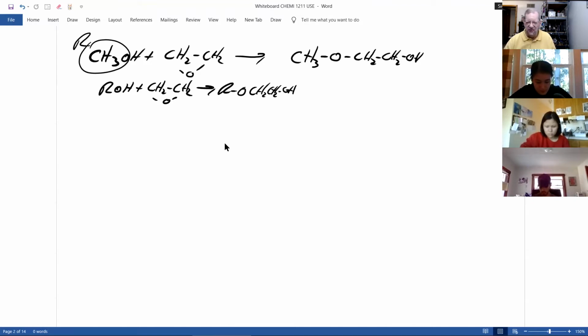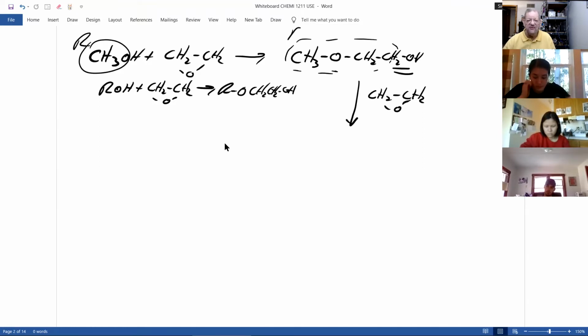Now, if we look at this new ether alcohol, what if I react it with another molecule of ethylene oxide? Well, I can because we have an alcohol here. And now what's my R group? This. And therefore, what do we get?